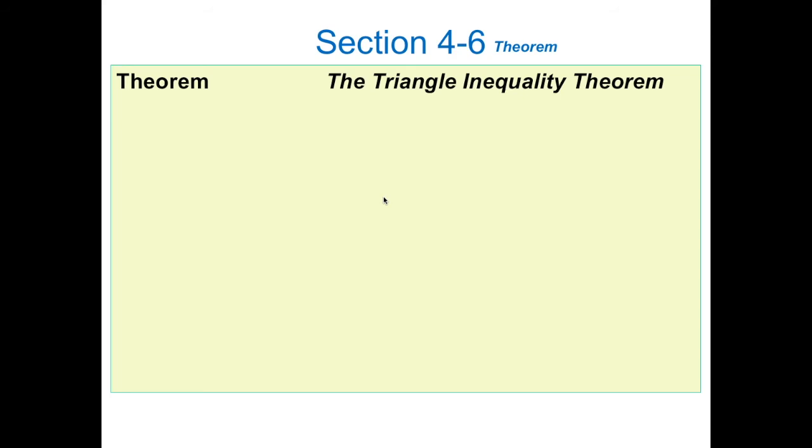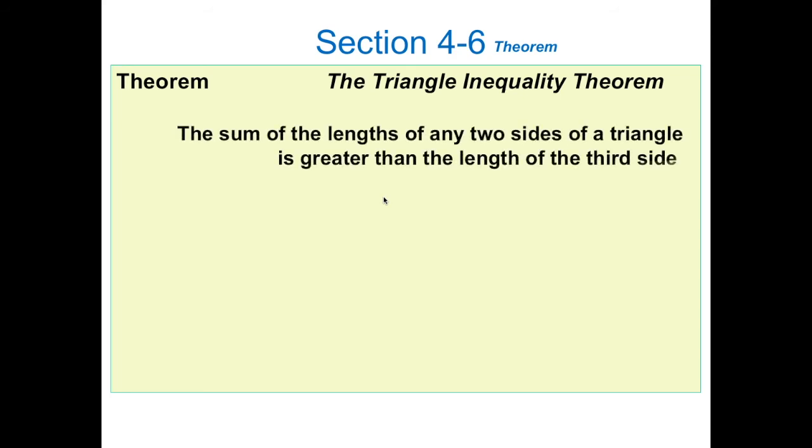So this is going to be for any triangle. Any triangle, we're allowed to say this inequality statement here. Okay? So again, we're talking about the sums of the lengths of triangles here. So the sum of the lengths of any 2 sides of a triangle has to be greater than the length of the third side, greater than the length of the third side. Okay, so triangle inequality theorem.